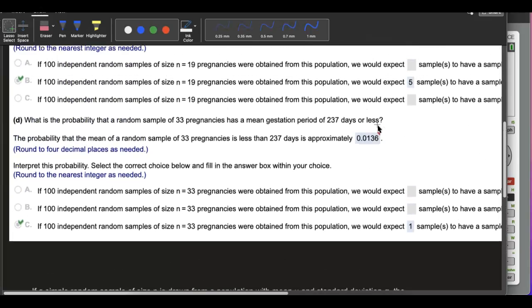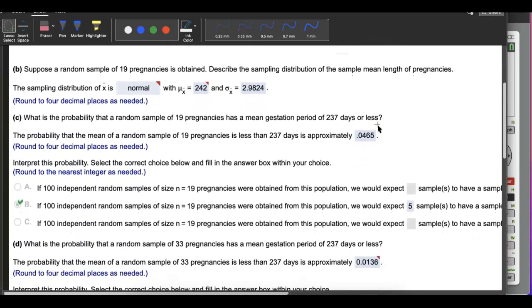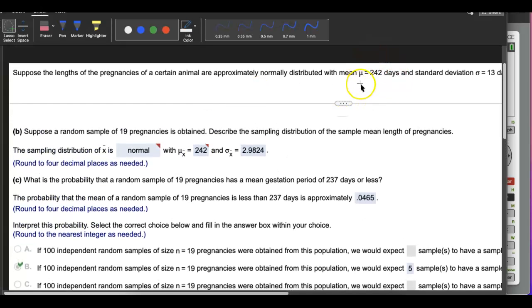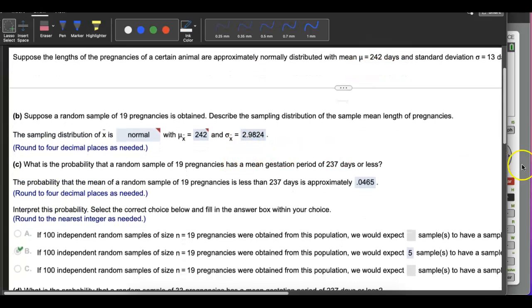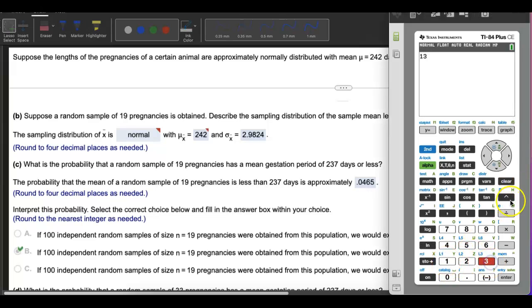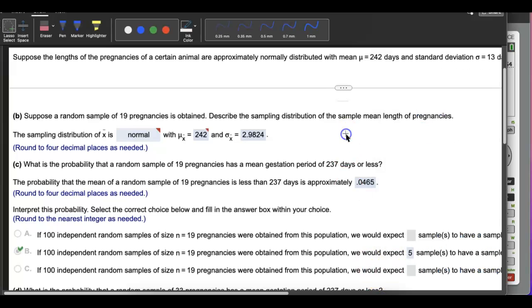So coming back up to our problem, we can say that this is going to be a normal distribution that has the same mean as what was given for the population, but the standard deviation would be 13 divided by the square root of the sample size, which in this case was 19. That's probably the only formula that you really need to use in this problem. Everything else from here on down, you want to rely on the calculator's normal CDF function. So let's look at the other parts.